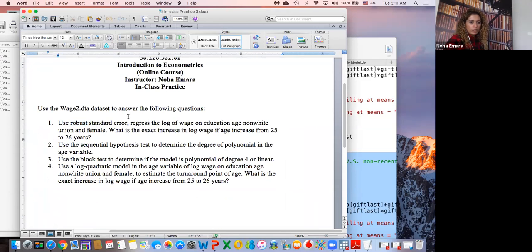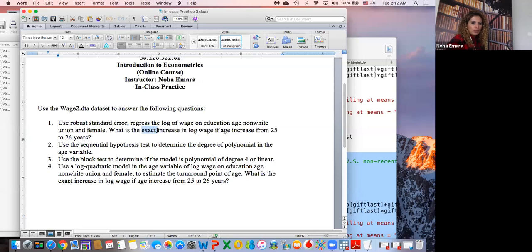Okay, so we were asked to compute a model using robust standard error by regressing log wage on education, age, non-white, union, female. And I'm asking, what is the exact increase? Remember the word exact versus approximate, because we have two ways of computing a change, either exact or approximate. When I have, as in point number one, the model is linear, so actually the choice between exact and approximate, it's the same.